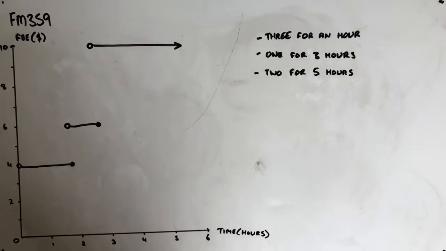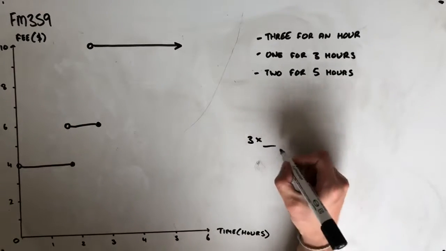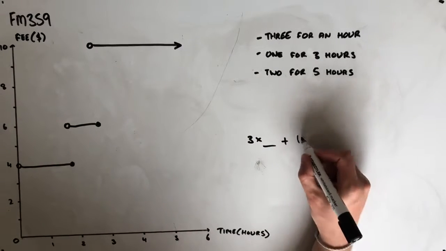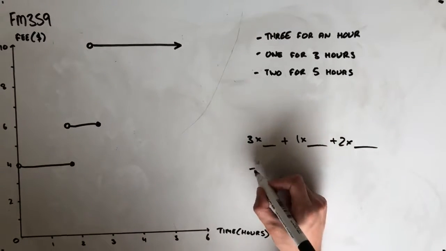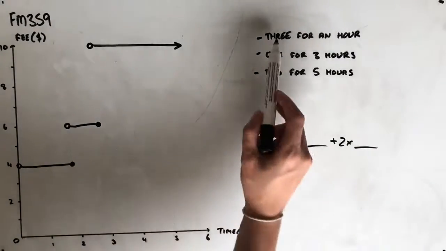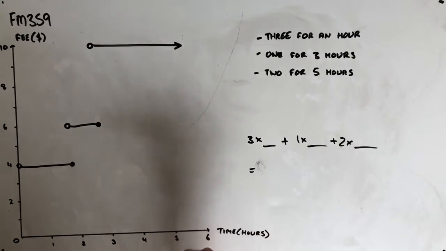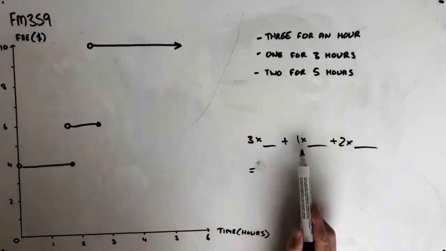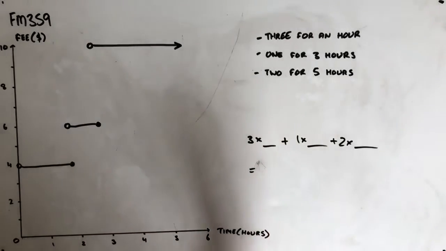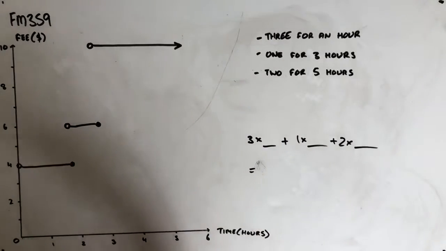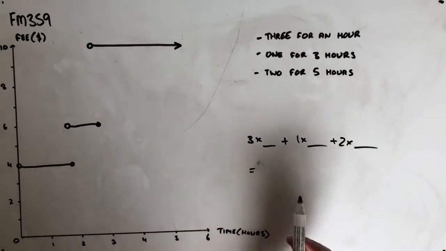So straight off the bat, we know that we're going to have 3 times something plus 1 times something plus 2 times something is going to give us a total. And we know this because we've got 3 people using the lockers for an hour, so we've got to find out what the cost would be for 1 hour of use. We've got 1 person using for 3 hours, so we'll find out what that cost is. And we've got 2 people for 5 hours, so we'll also find out what that cost is. Once we tally all this together, we should have the total amount of revenue the pool made that day.